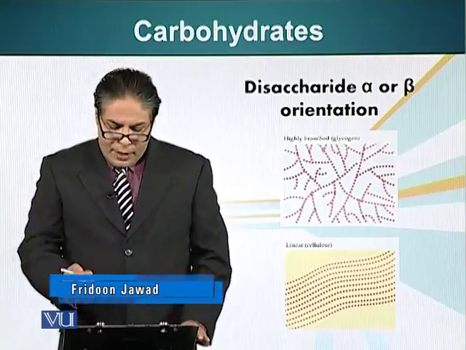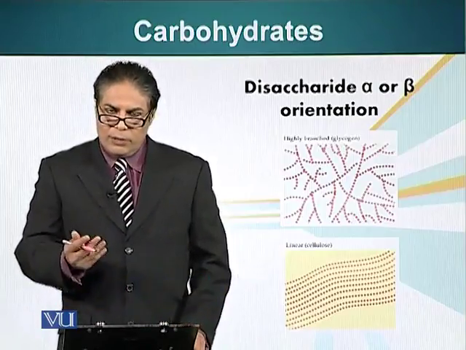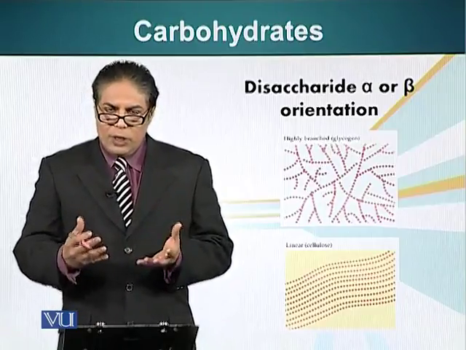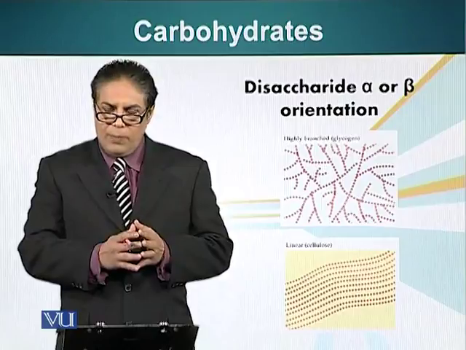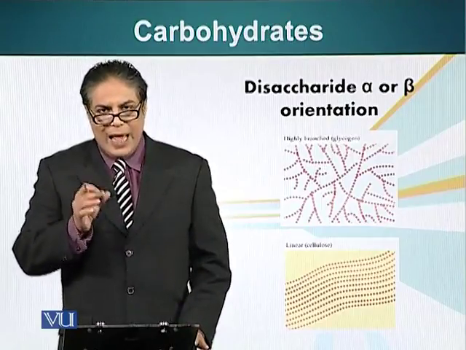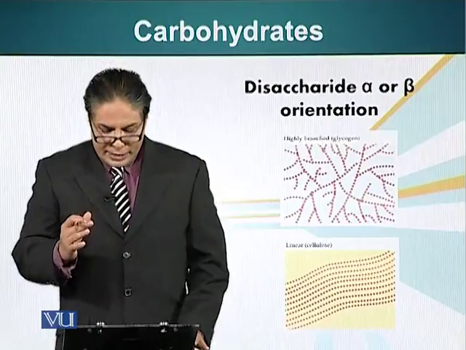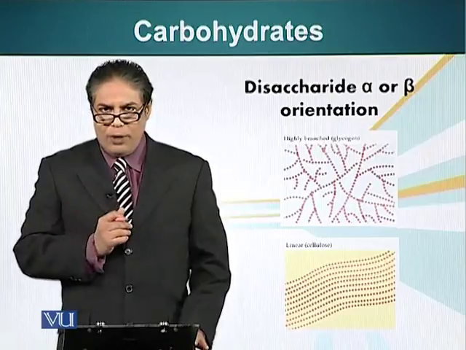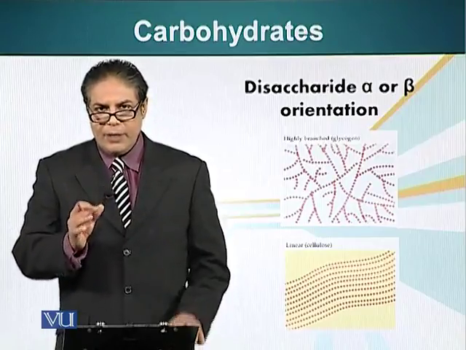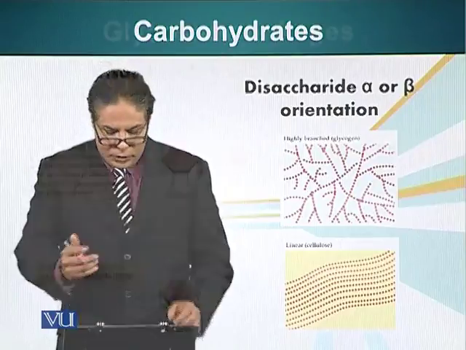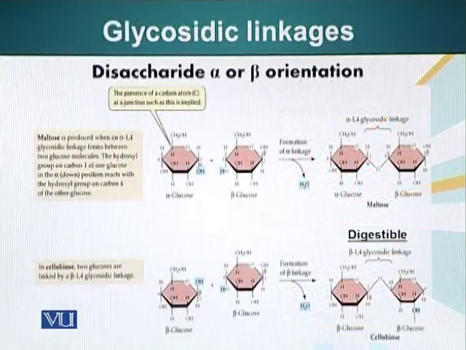For example, starch or glycogen, a molecule which animals and plants use to store glucose, has glucose molecules linked in alpha configuration, whereas cellulose, a material which is present in wood, has glucose molecules linked in beta bond. So let's look at this bond, how this forms. Let's look at this bond in more detail.